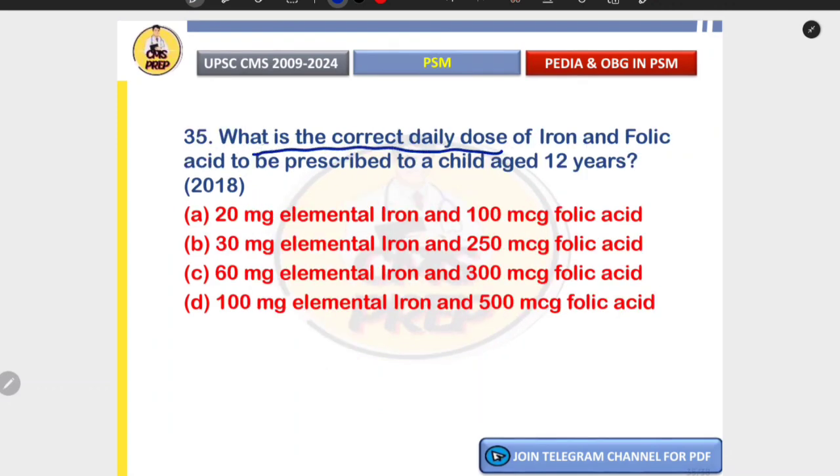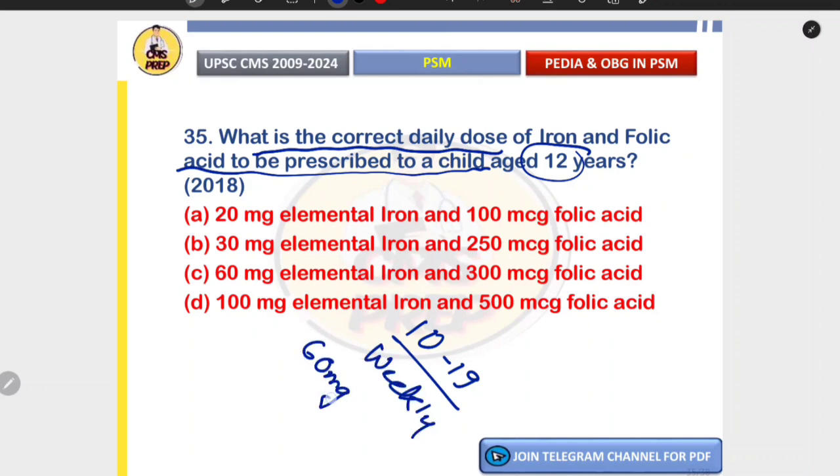What is the correct daily dose of iron and folic acid to be prescribed to a child aged 12 years? Under the government guidelines, adolescents, that is 10 to 19 years, have to be given iron and folic acid weekly, and the dose is 60 milligram iron and 400 microgram of folic acid. So the correct option is C.